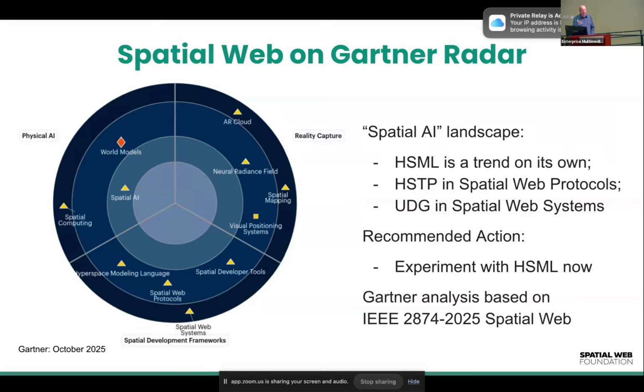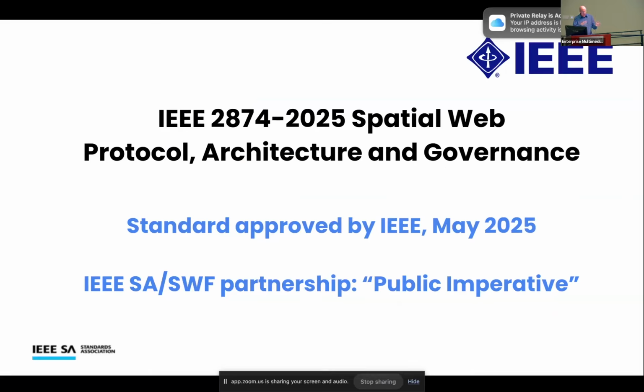Gartner was a member of the IEEE working group, kind of sat back, and I chaired the working group, and they never really brought themselves forward until they released this radar. I was like, yeah, he pretty much nailed it. Well, yeah, it's because he was in the working group. So, okay. Let's switch to what got approved then.